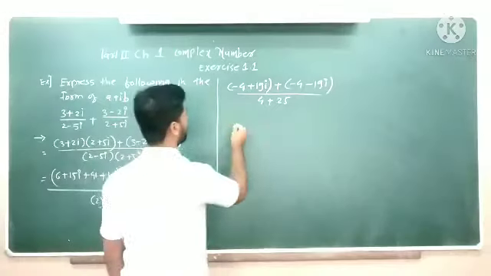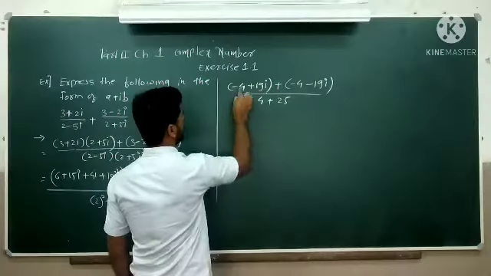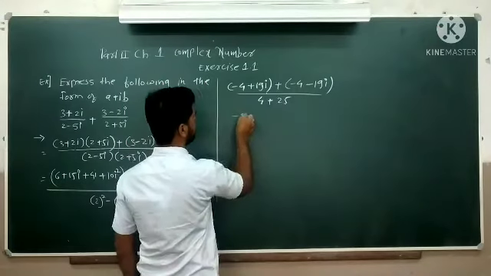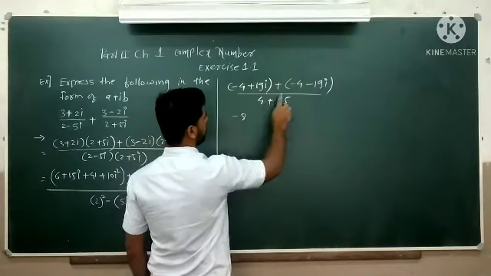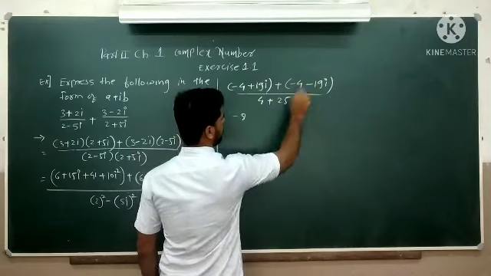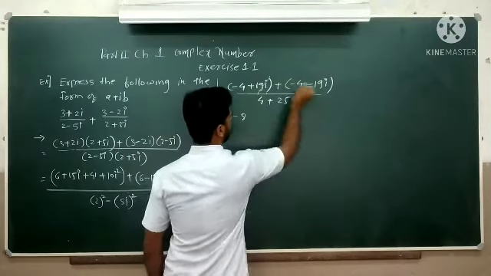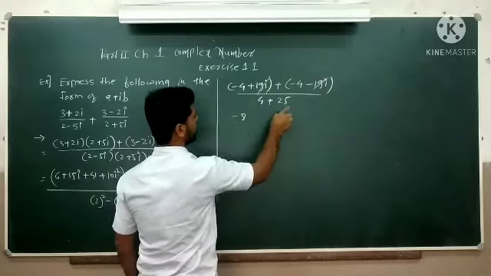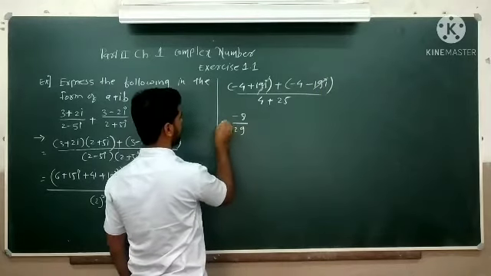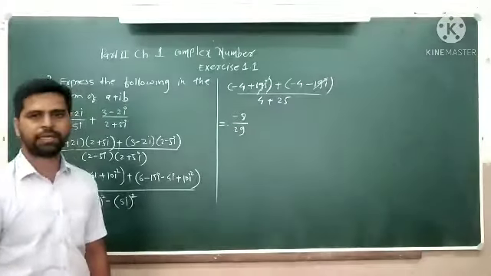Now simplify the numerator. This minus 4 becomes minus 8 because we are adding these two. This 99 and this minus 99, 99 and 99 will cancel out. So what you will get? You will get 4 plus 25 which is 29. So you get minus 8 upon 29.